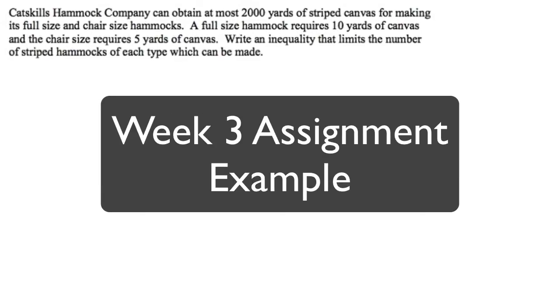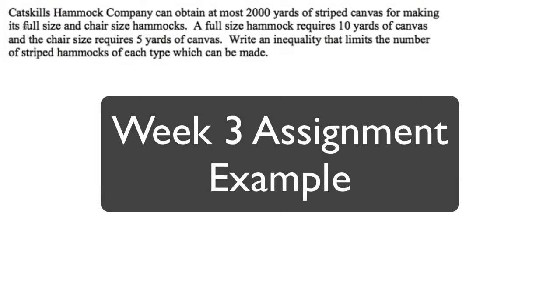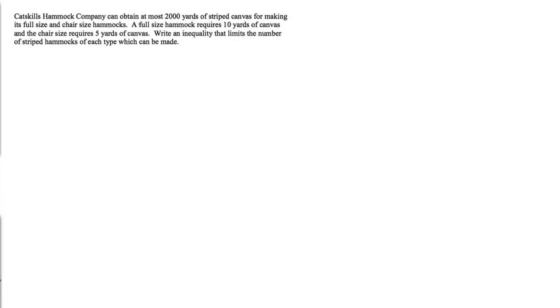Okay, so I'm going to show you how to do this problem, which is very similar to your week 3 assignment. It says that Catskills Hammock Company can obtain at most 2,000 yards of striped canvas for making its full-size and chair-size hammocks. A full-size hammock requires 10 yards of canvas. Let's underline that. And the chair size requires 5 yards of canvas.